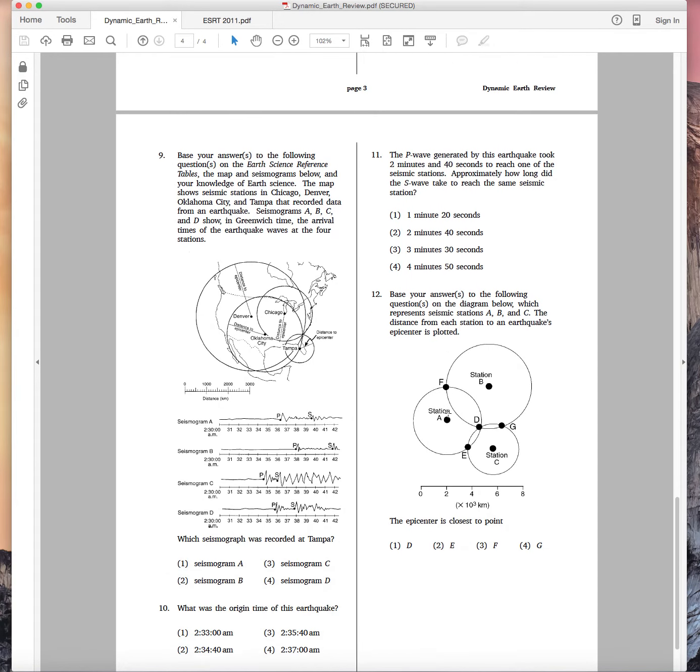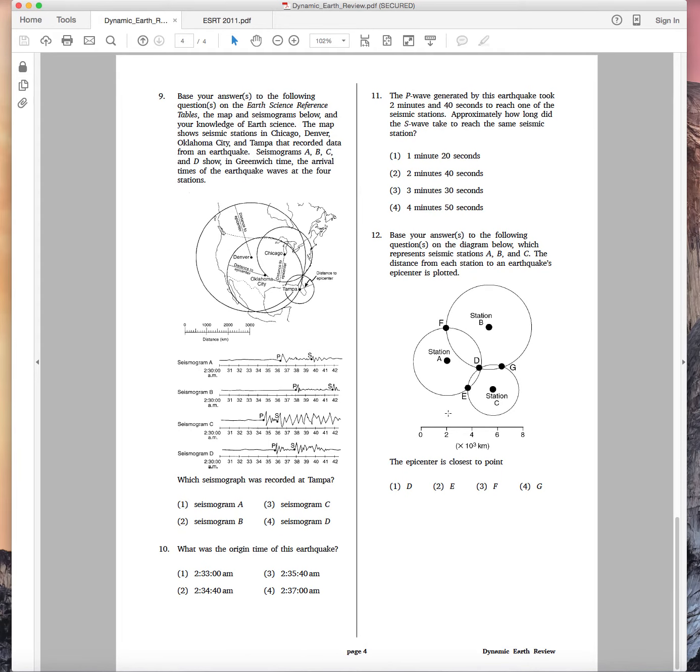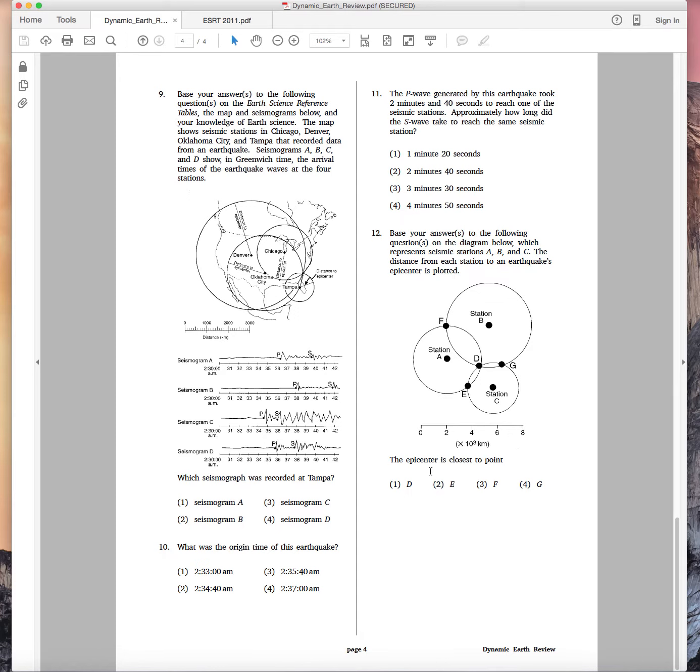Number 9. Base your answers to the following questions on the Earth Science Reference Tables, the map, and seismograms below, and your knowledge of earth science. The map shows seismic stations in Chicago, Denver, Oklahoma City, and Tampa that recorded data from the earthquake. Seismograms A, B, C, and D show, in Greenwich time, the arrival times of the earthquake waves at the 4 stations.